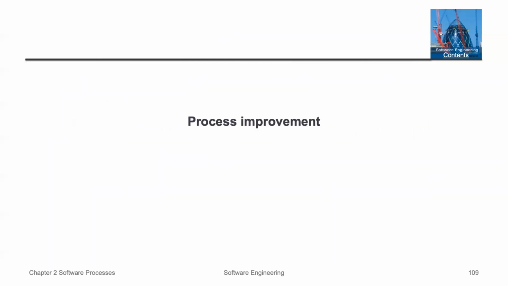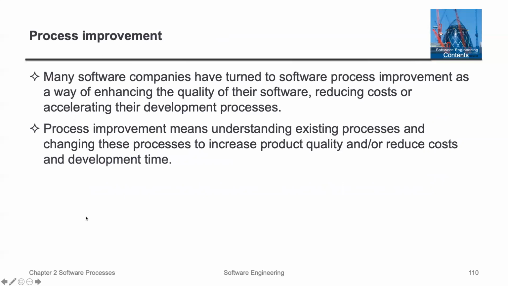So now let's talk about process improvement as the next part of this lecture. Many software companies have turned to software process improvement as a way of enhancing the quality of their software, reducing costs, or accelerating their development processes. Process improvement means understanding existing procedures and changing these processes to increase product quality and/or to reduce development costs.